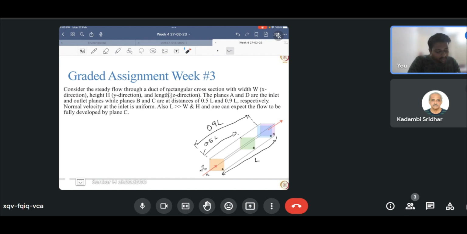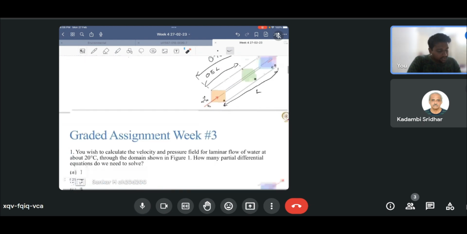This is the problem that we have been given. Now, the velocity profile at the inlet is uniform, so it enters at a particular velocity all throughout this cross section. The length in the z direction is much more than the dimension in the x and y direction, and one can expect the flow to be fully developed by plane C. So only after 90% of the length is covered will the fully developed flow occur.